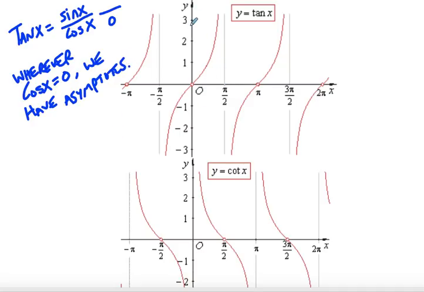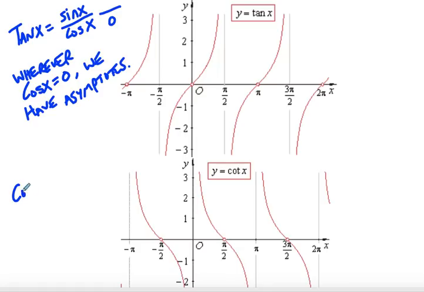So remember how cosine would start up high and then it would cross through 0 and then it would go down low and then it would cross through 0 and go back up high. Cosine would cross through 0 at pi over 2 and at 3 pi over 2. That's why there's asymptotes for tangent.